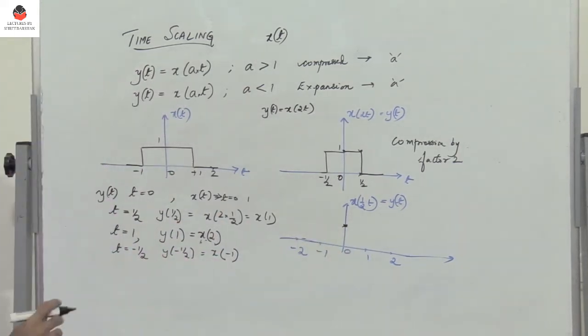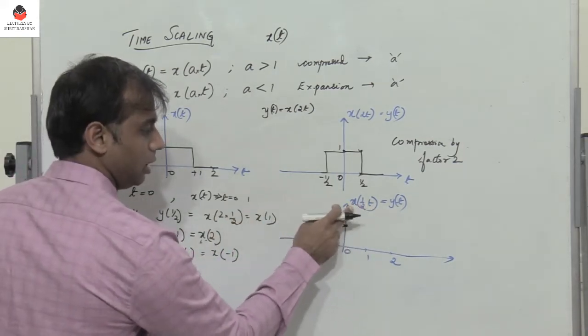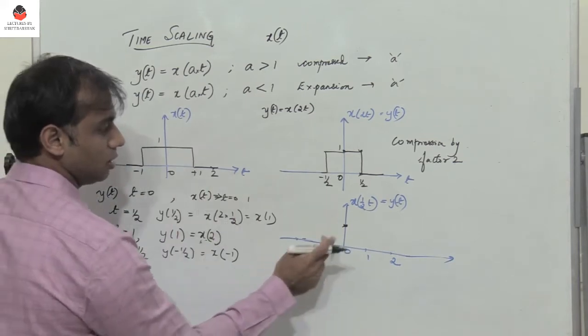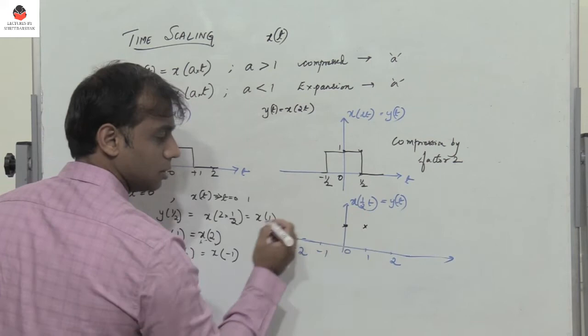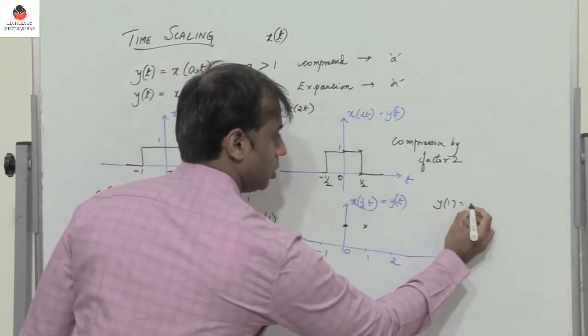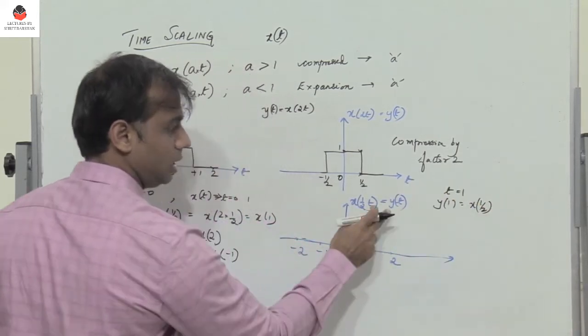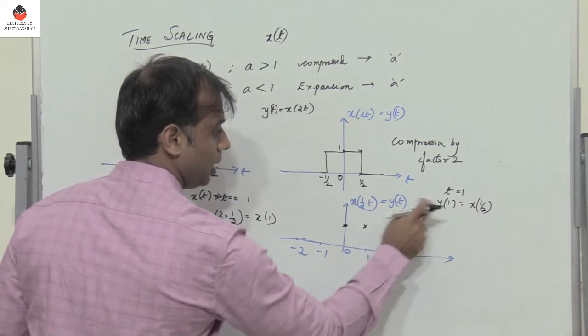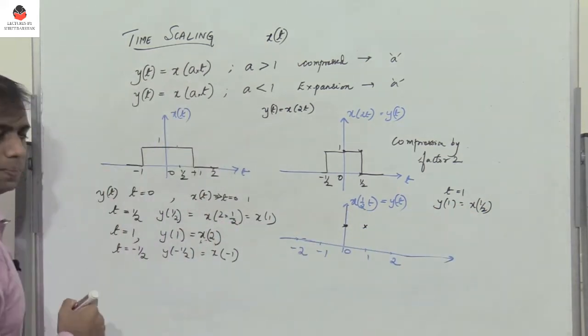Put t equal to 1. Here y of 1 will also be 1, isn't it? So y of 1 will be equal to x of half when t is equal to 1, right? What is x of half? X of half is 1 here.